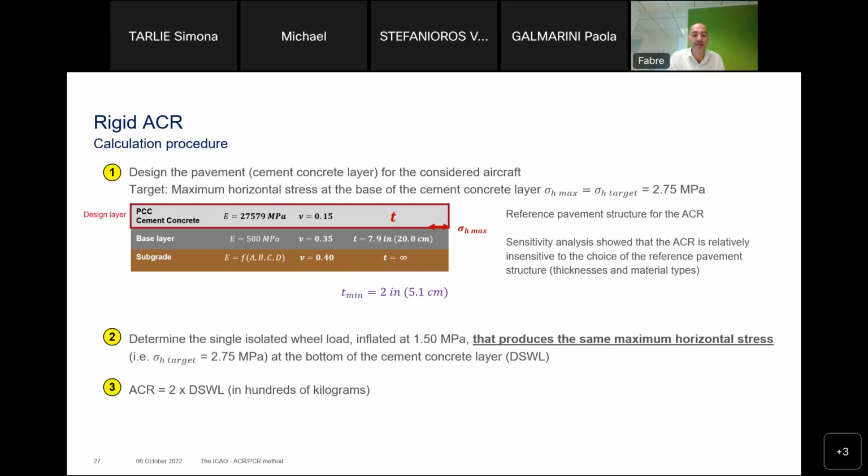Then, based on these reference structures, the ACR calculation consists in designing the slab thickness to reach the maximum working stress and determining the derived single wheel load, which produces the same working stress on the previously designed slab thickness. This procedure is repeated for the four subgrade strength categories, and the ACR is again twice the derived single wheel load, expressed in hundreds of kilograms.